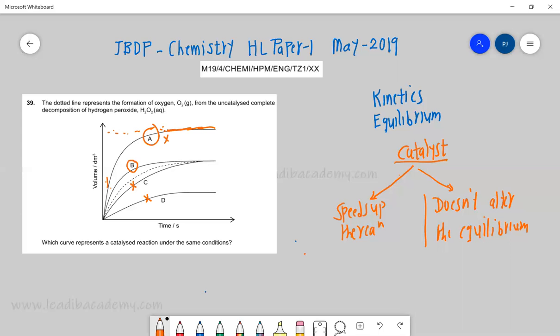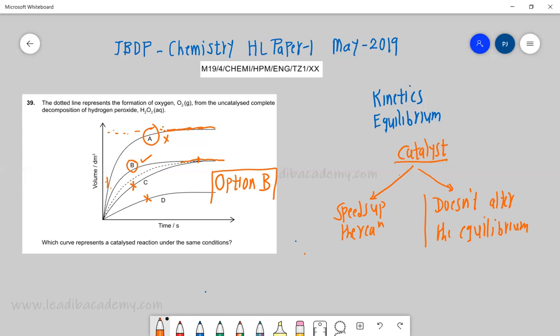But in case of B, the equilibrium is almost achieved at the same level as compared to the uncatalyzed reaction, because the volume of oxygen getting produced is going to be almost similar to this dotted line. That means B is the correct option. So you need to consider both factors. A catalyst speeds up the reaction, so the initial rate of reaction is higher, and second, it doesn't alter the equilibrium. Both factors. So the correct answer is option B.